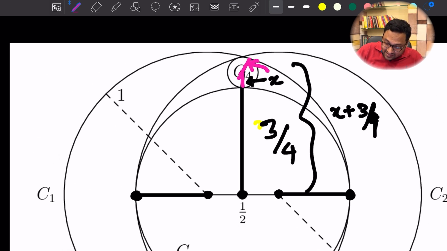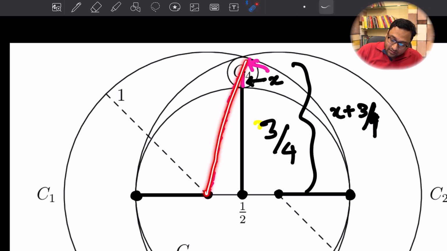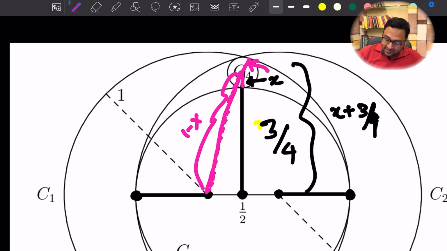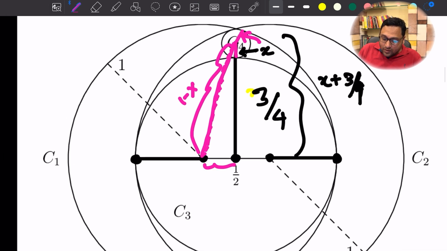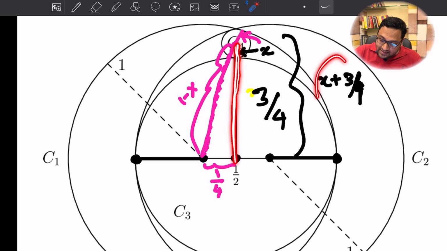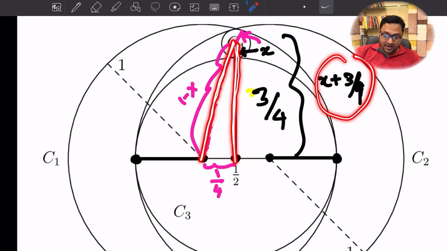And if I just extend it, this total thing is 1, because that is what the radius of C1 is. So up to the center, it's 1 minus X. This much is 1 minus X. And this little portion is 1/4. Okay, so we are done actually, because this much is 3 by 4 plus X. This much is 1 minus X. And this little portion is 1/4.